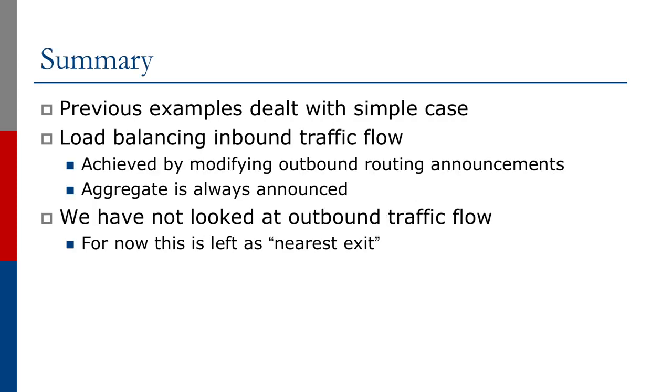So the previous examples dealt with a simple case. We're load balancing inbound traffic flow, and we achieve this by modifying outbound routing announcements. The aggregate is always announced. We've not looked at outbound traffic flow. For now, we're leaving this as nearest exit, which is sufficient for most end sites connecting to either the same upstream provider or to different upstream providers. The next part of this series will look at how we balance outbound traffic flow, as that is a little bit more work and a little bit more challenging for network operators to achieve to their satisfaction.